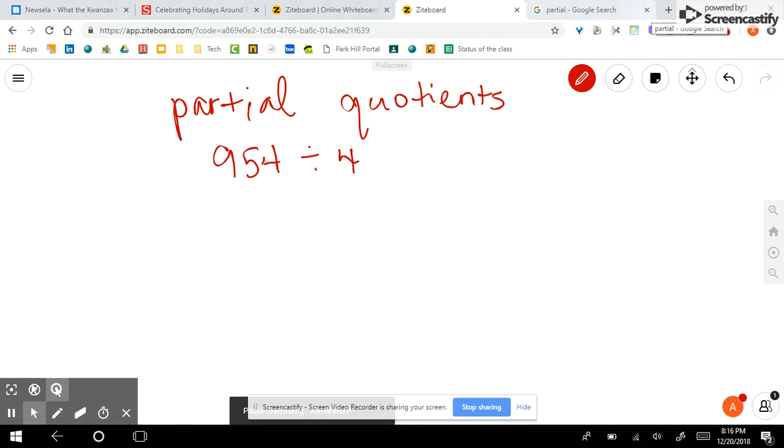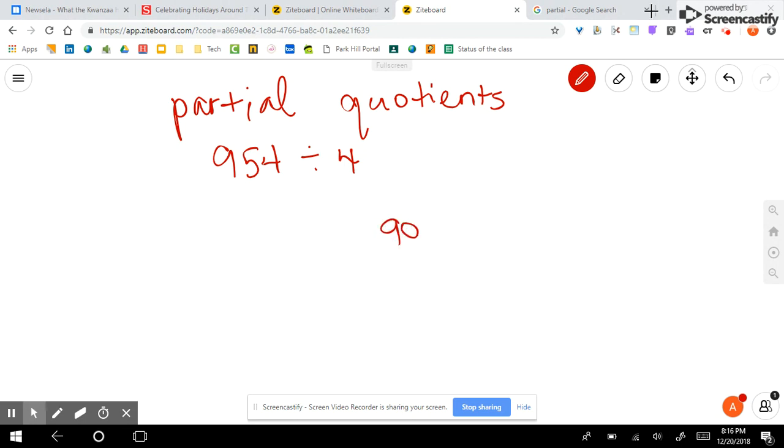Today I'm going to show you how to use the partial quotient strategy for solving a division problem. So when I'm doing partial quotients, I need to break up this number into expanded form. So I'm going to put 900 plus 50 plus 4. I'm going to divide all of that by 4.